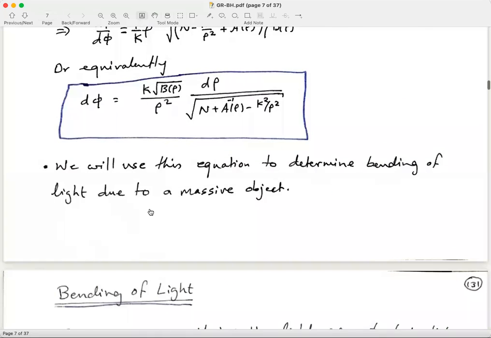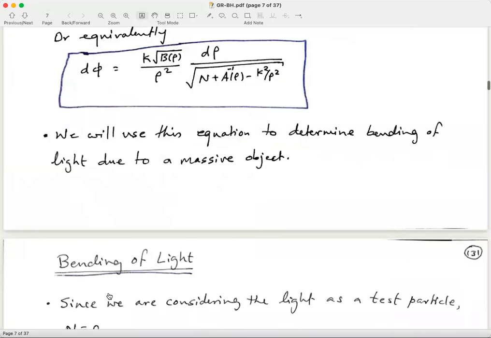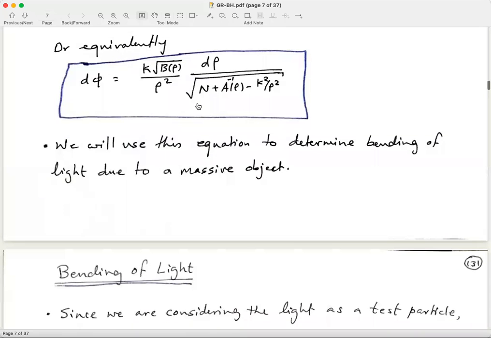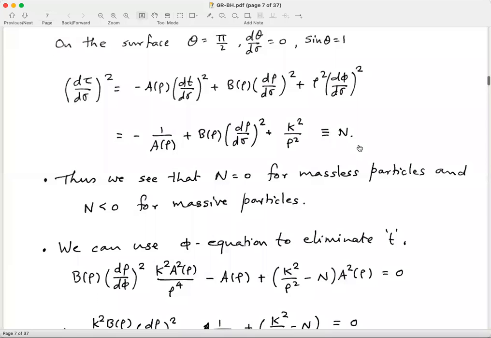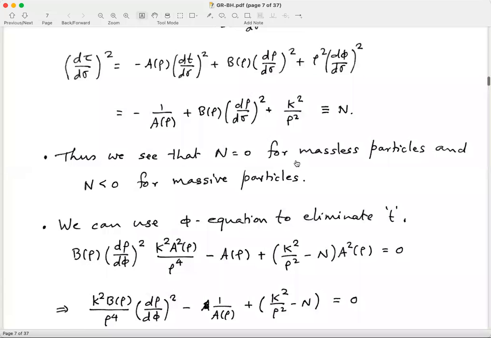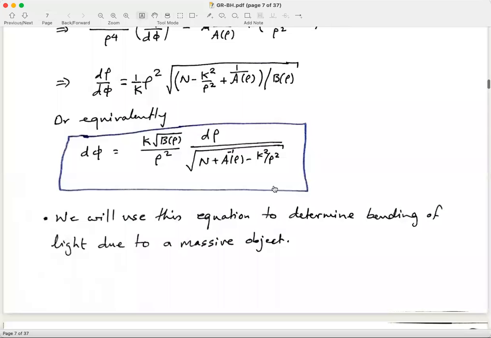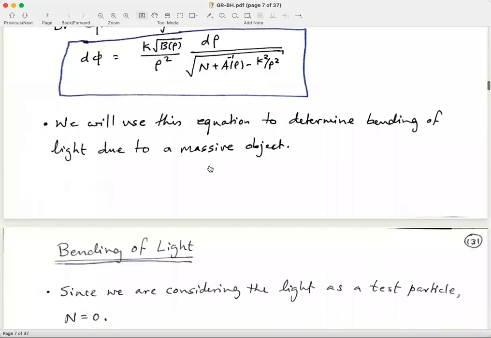Now, of course, if you are looking at a question of bending of light, that means we'll have to set n is equal to 0, because that is what this statement tells us. Okay, that if n is equal to 0, we are looking at massless particles. So bending of light would require us to set n is equal to 0 and study this problem.